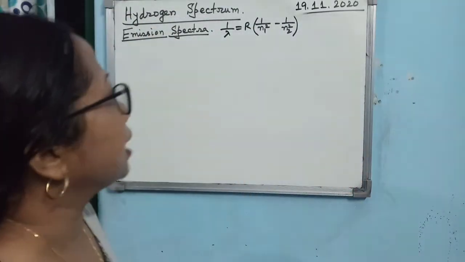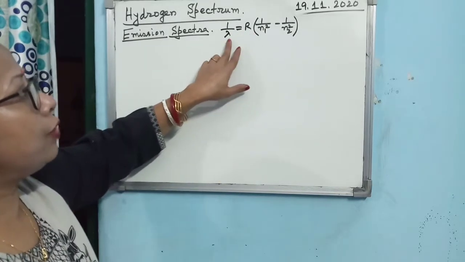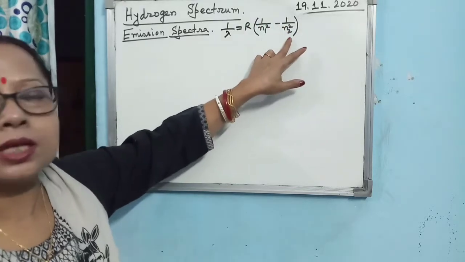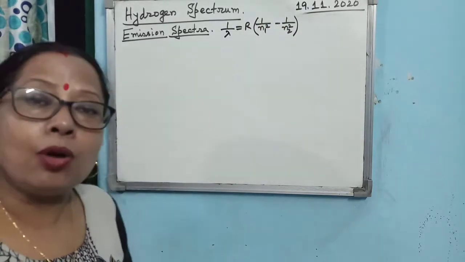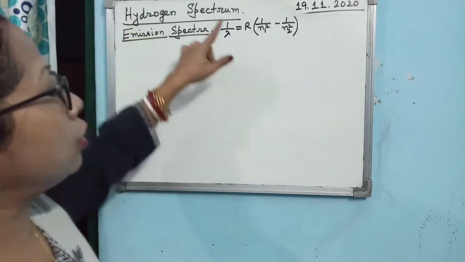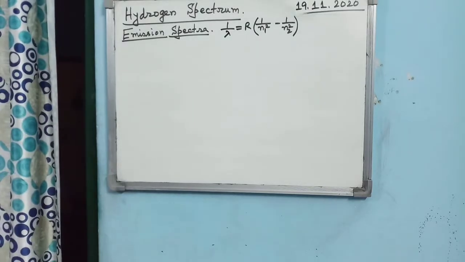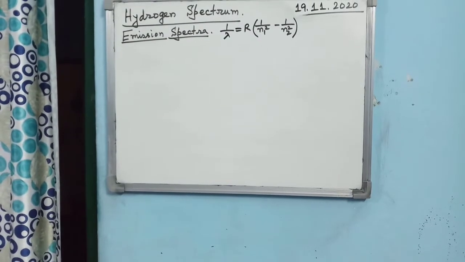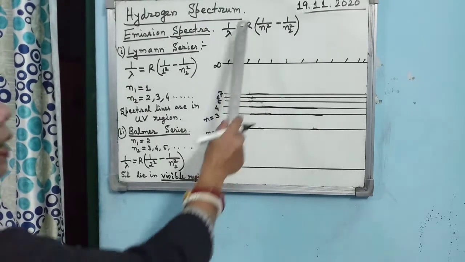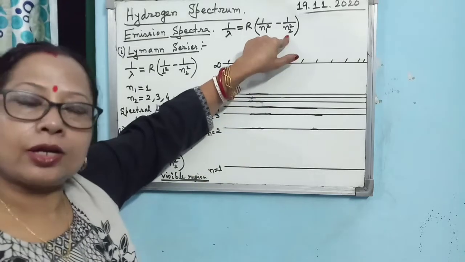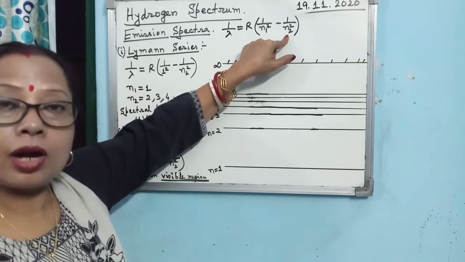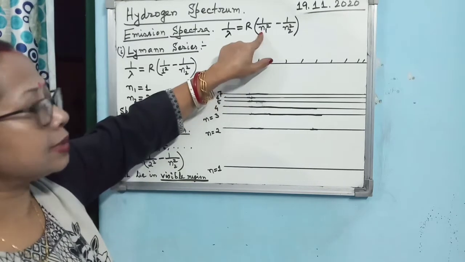Now let us consider our relation for the wavelength. 1 by lambda is given by R into 1 by N1 square minus 1 by N2 square. Now we will apply this relation to analyze the hydrogen spectrum. This one is very important. Once again, I am just reminding you. If you consider the transition of the electron, N2 corresponds to the principal quantum number of the higher energy orbit. Is that clear? Or the final orbit, and N1 is the initial one.